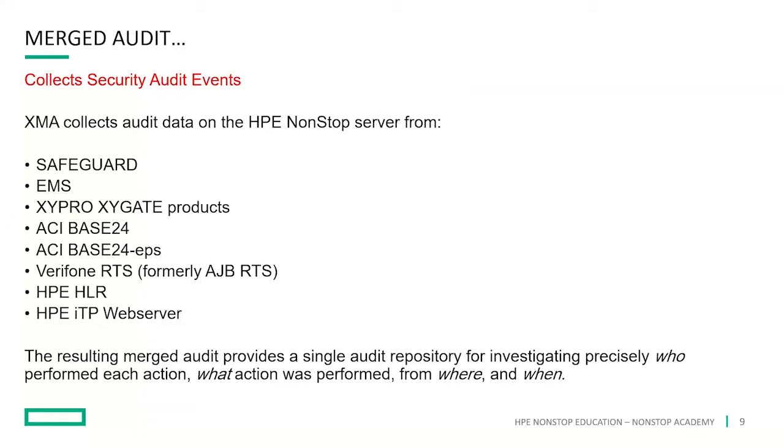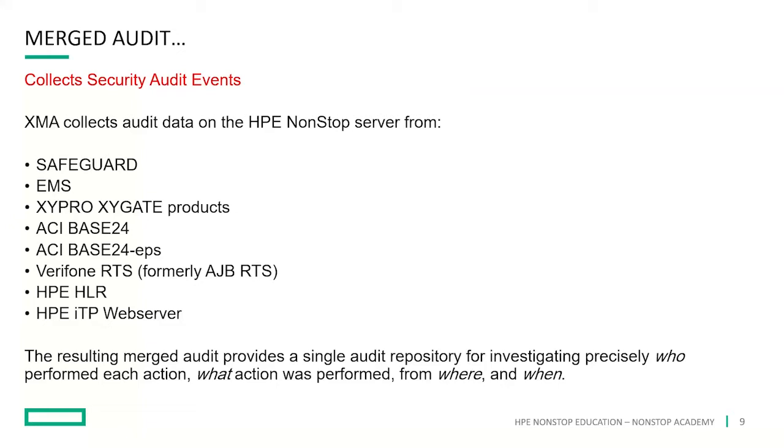So we weed all that out from all these subsystems: Safeguard, EMS, the XYGATE modules, Base24, the Verifone product, all that kind of stuff. We boil it down to only the necessities, and then we take the fields and we map them to common entries.